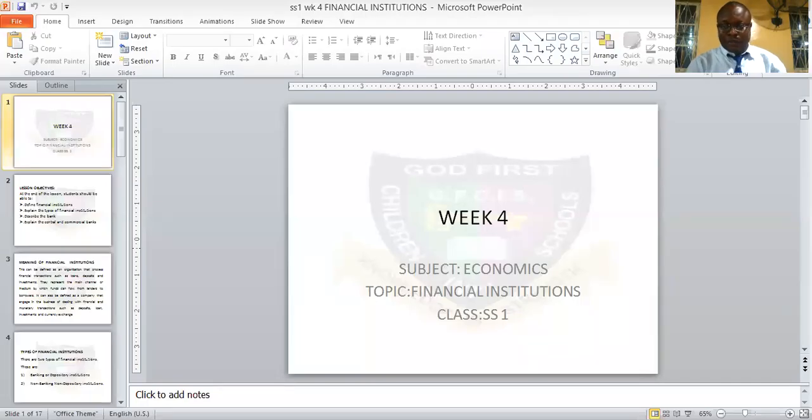We'll be having economics today, and the topic we want to look at today is financial institutions. But before I go into that topic, I would like to make reference to our previous lesson. In our previous lesson, we discussed money. Money is anything that is generally accepted as a medium of exchange and a settlement of payment. Or you can also define it as general acceptability and means of payment. So we discussed that everybody in the community should be able to accept money as a medium of exchange as well as a settlement of debts.